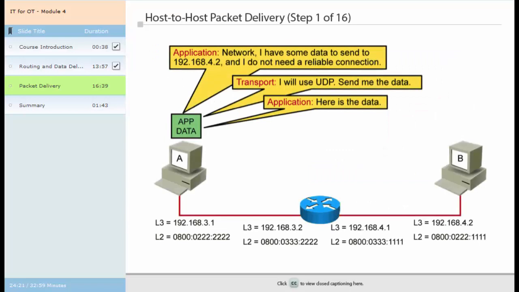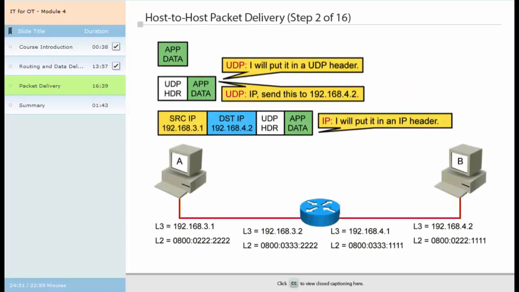Let us continue by taking a step-by-step look at the process of delivering an IP packet over a routed network. In this example, host 192.168.3.1 has data that the host wants to send to host 192.168.4.2. The application does not need a reliable connection. Therefore, UDP is selected. Because it is not necessary to set up a session, the application can start sending data.